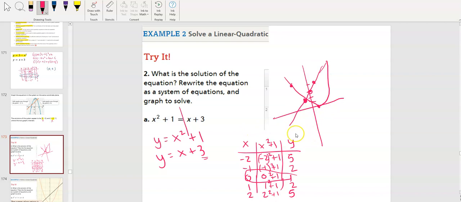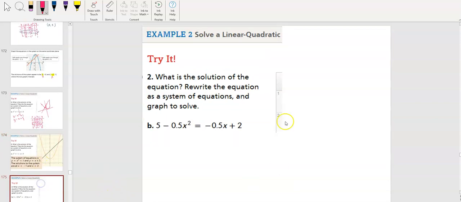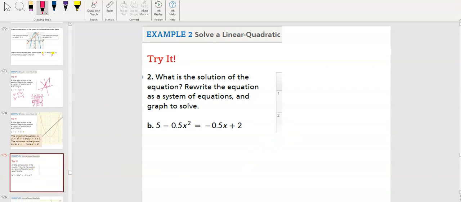Now, obviously, I don't have an awesome graph to do this on. I'm hoping in your student companions you do, but if not, you could use graph paper and graph it more accurately. In the end, you would get this right here. So here are my solutions. And yes, we were right with (-1, 2). And then the other intersection would be at x is 2. And that's kind of how you do it. So go ahead and try with this one right here. It's number 2 in your Try It, Example 2, and tell us what you get.